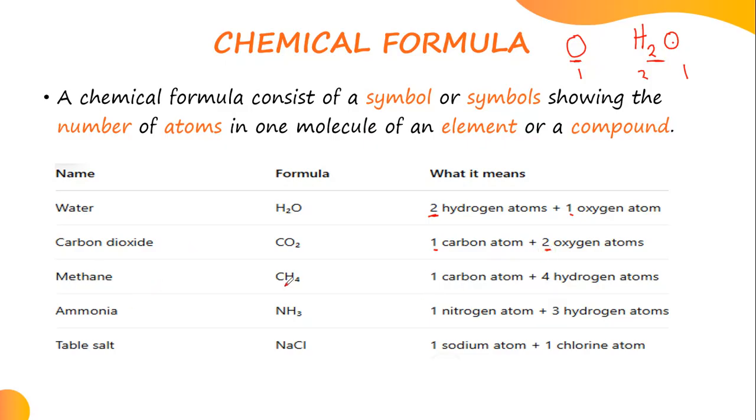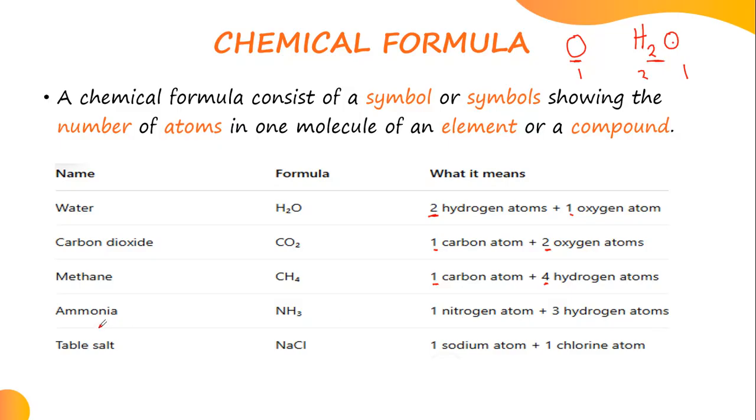Let's go to methane, which is CH4. Here, what does this mean? This is a chemical formula now. So we want to know the number of atoms which are present. How many atoms are there for carbon and how many atoms are there for hydrogen? So for carbon, we have one, and for hydrogen, we have four.